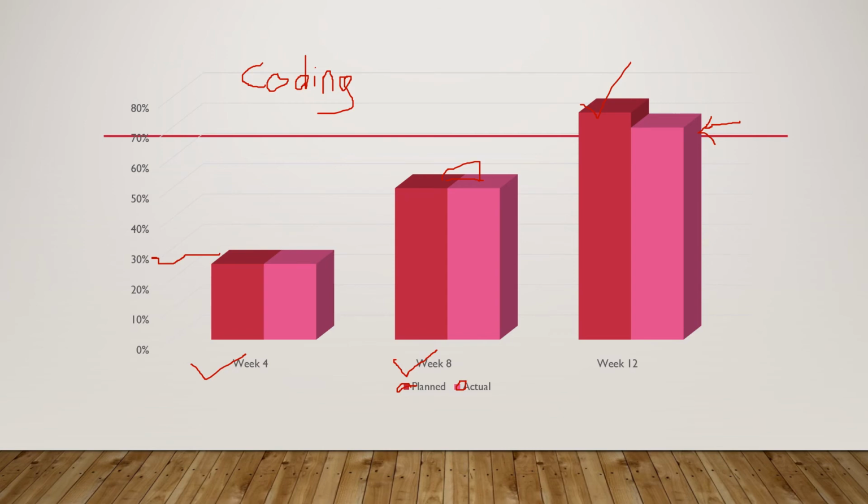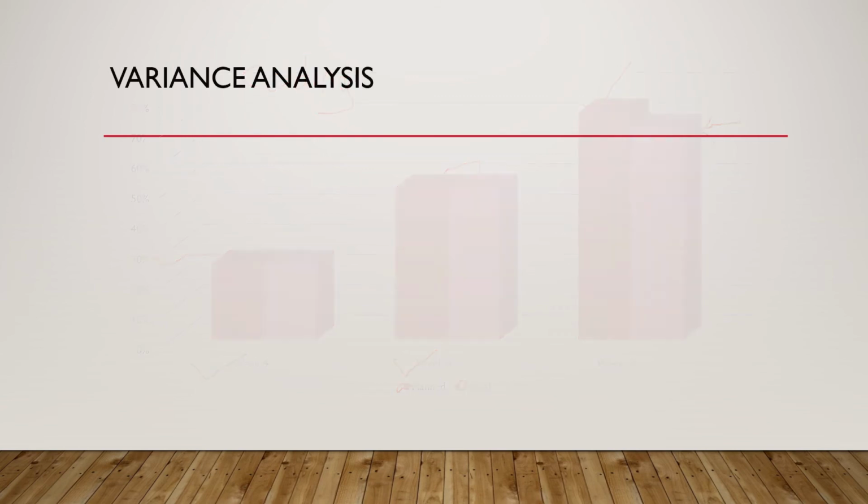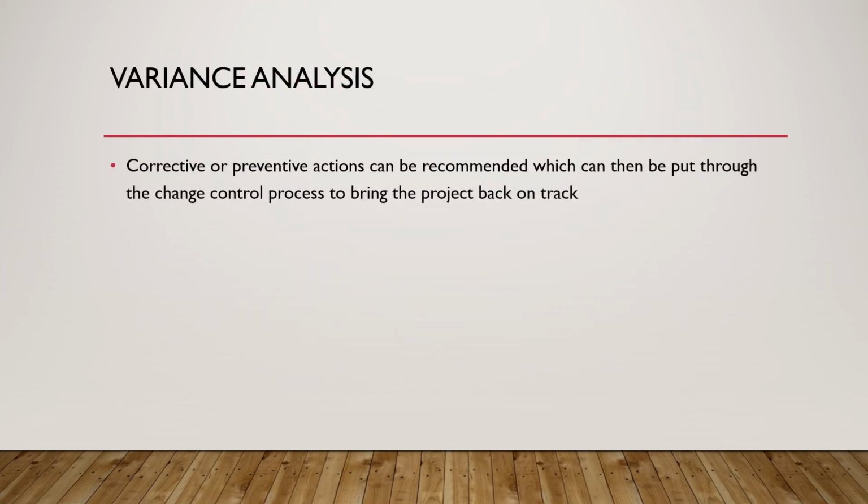So how do you correct this? This is where change request comes into the picture. This is where you need to introduce corrective action, right? So you need to take a corrective action to make sure that your planned and actual become the same. So corrective or preventive actions can be recommended, which can then be put through the change control process to bring the project back on track.